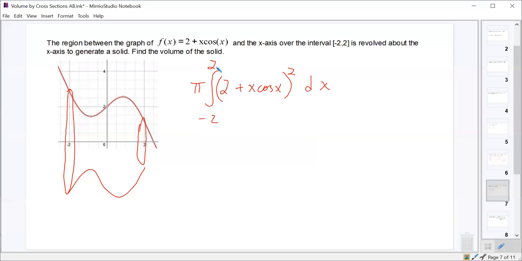Yeah. Cool. Now, we could distribute this out and get 4 plus 4x cosine x plus x squared cosine squared x. And then you try to integrate that and you'd realize that that's a Calc 2 integral and you wouldn't be able to integrate it. So at this exact moment, we are going to learn how to use our calculator to find the definite integral of some function.